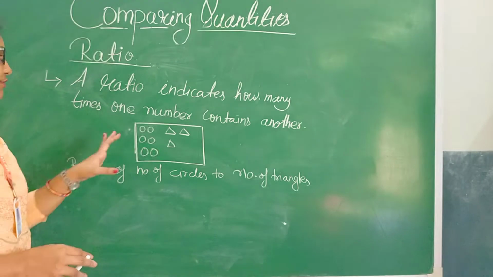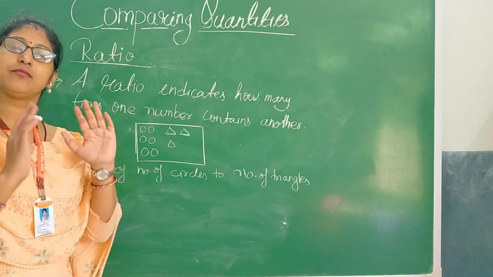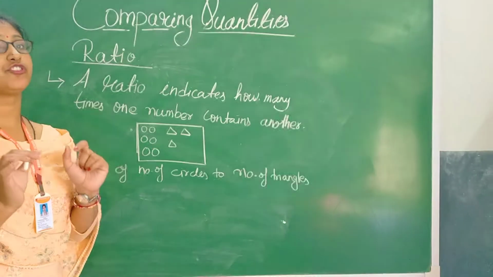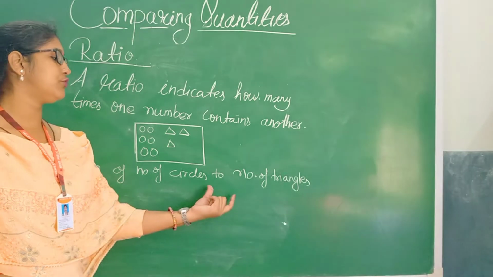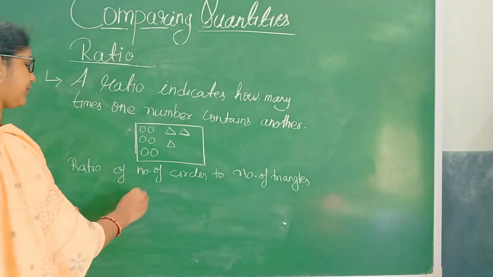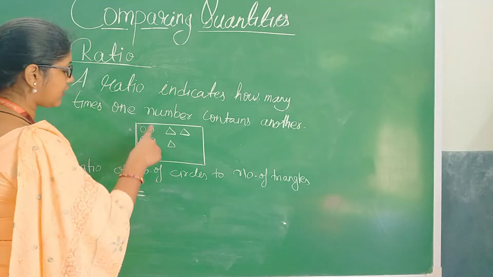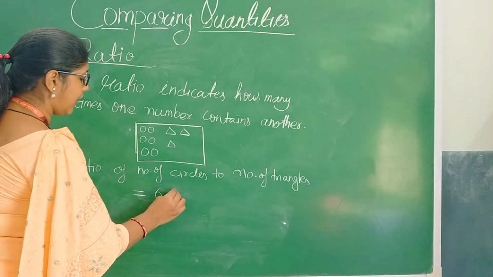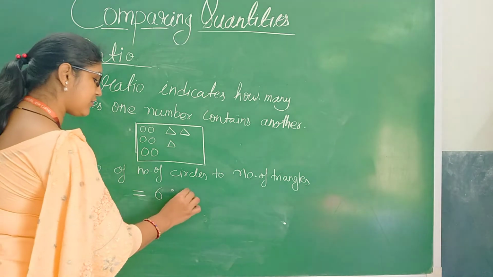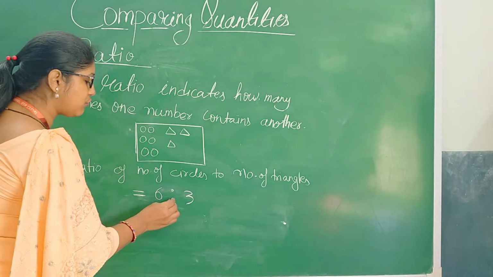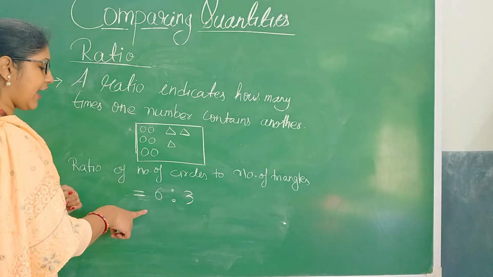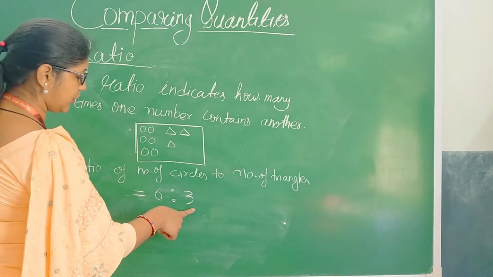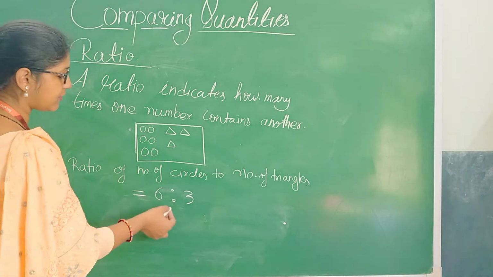Okay, suppose we have a box which contains some circle shapes and some triangular shapes. Then the ratio of the number of circles to the number of triangles is, here the number of circles is 6 and the number of triangles is 3. Then we put this dot between them which represents the ratio. So we read it as 6:3, and this dot represents ratio.